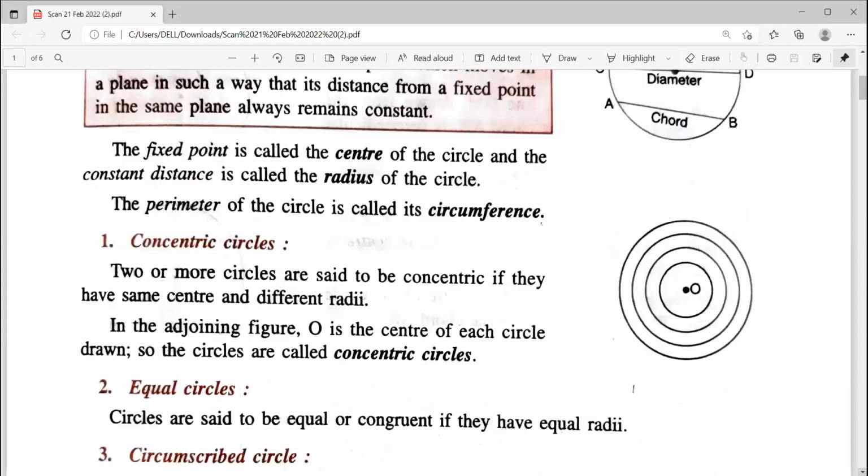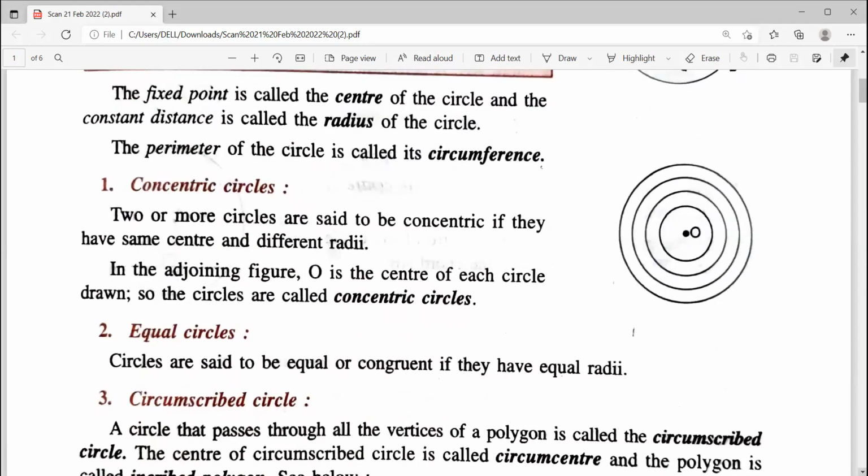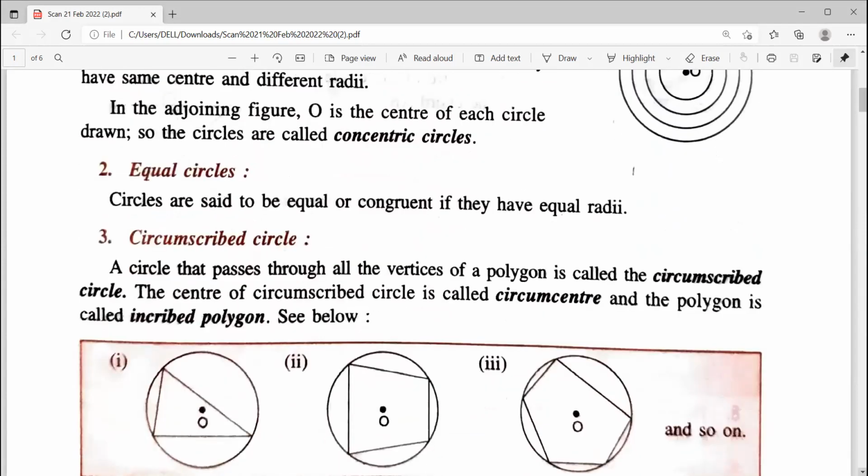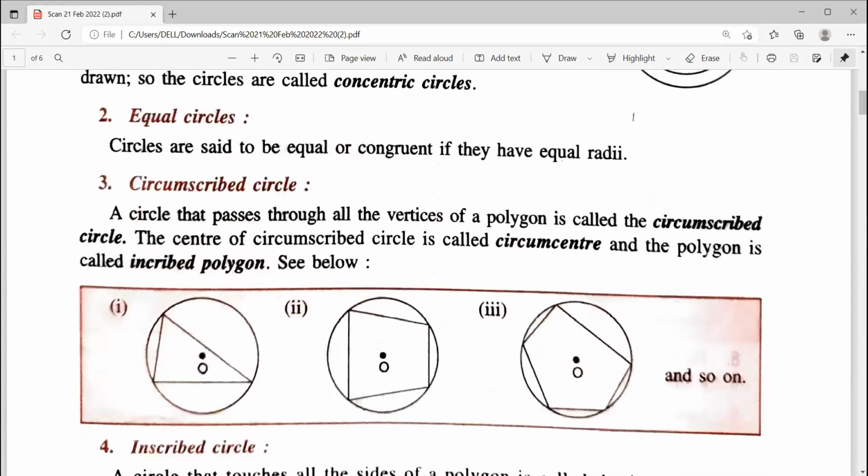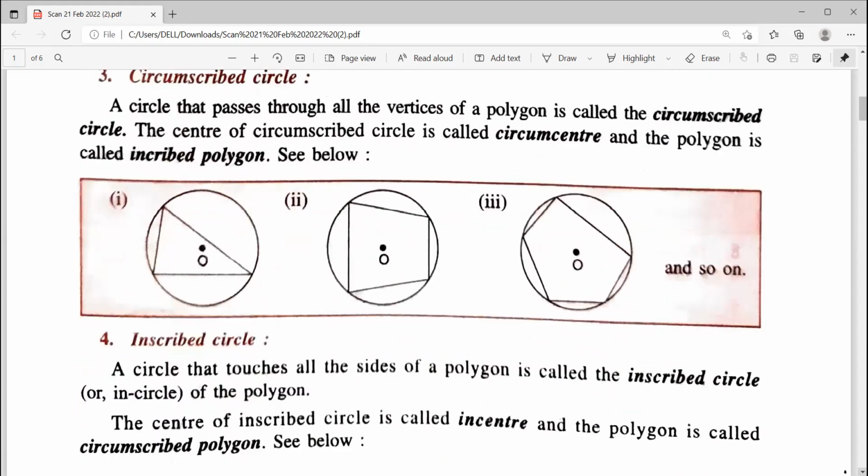After that, I taught you about concentric circles. What are concentric circles? Equal circles. Circumscribed circle: say you have a polygon, and you draw a circle in such a way that the vertices of the polygon are lying on the circle. Then you call such a circle a circumscribed circle, and it is circumscribing the polygon. Here it is circumscribing the quadrilateral, and here the circle is circumscribing the pentagon.